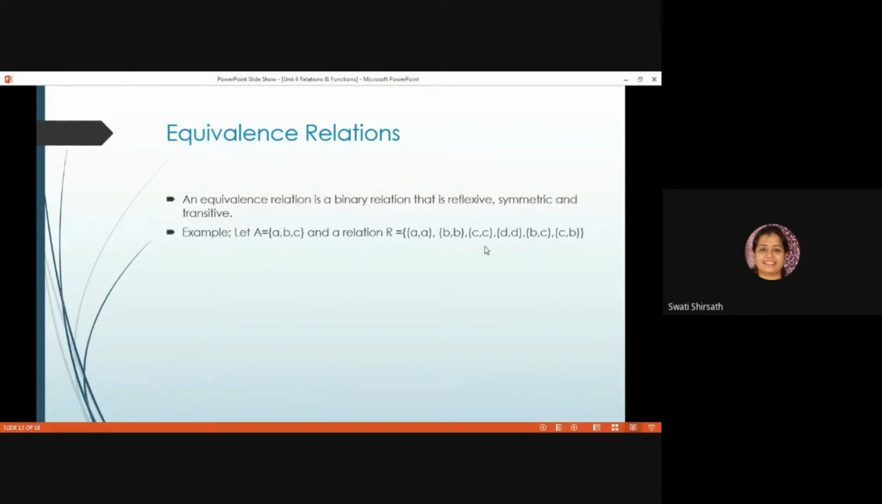B to C is there and C to B is there, so we should have B to B. Then C to B is there and B to C is there, so we should have C to C. Yes, we have. So yes, it is transitive also. So this relation is an equivalence relation. Just ignore this (d,d) pair. I have written it by mistake. Okay. So is there any doubt in equivalence relation?